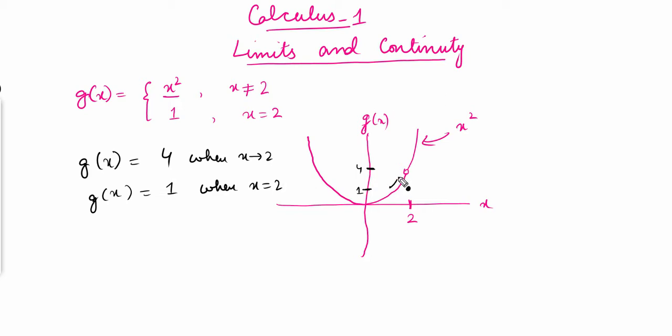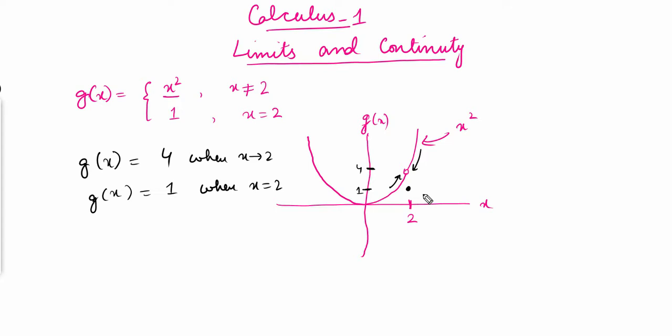So if you approach it from the left side or from the right side, the value of g of x will be equal to 4. But if you are at 2, then the value of g of x will be equal to 1. So this is the concept for the piecewise function and for the limits to occur or not.